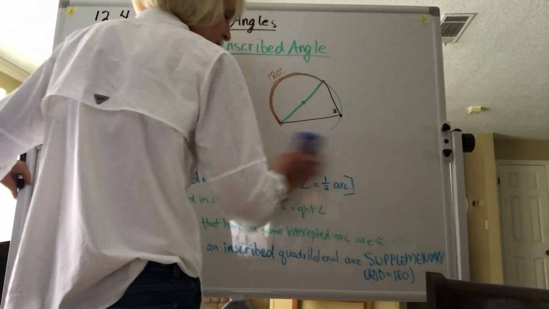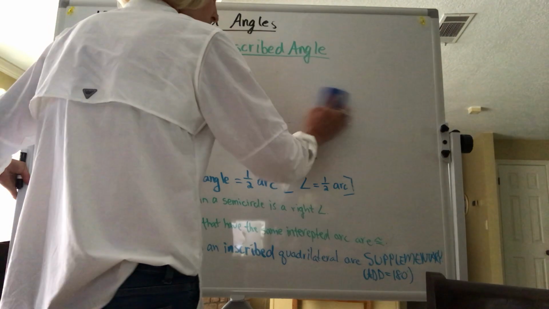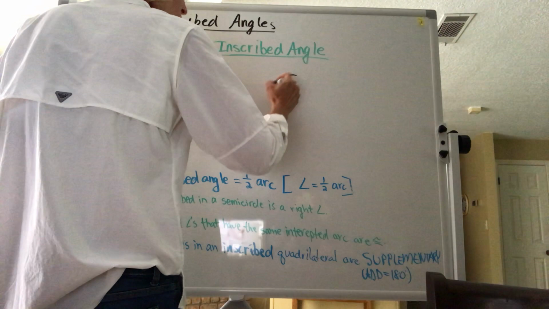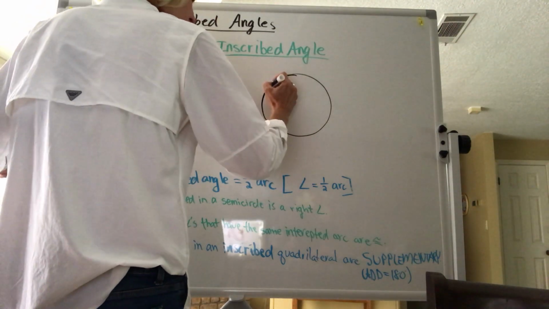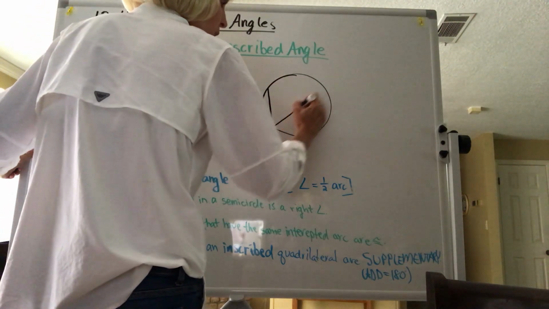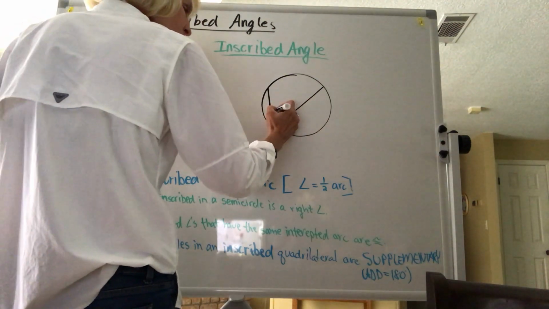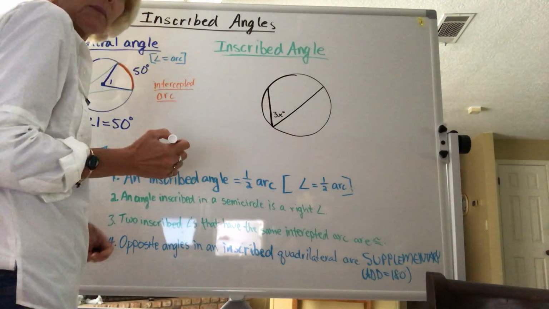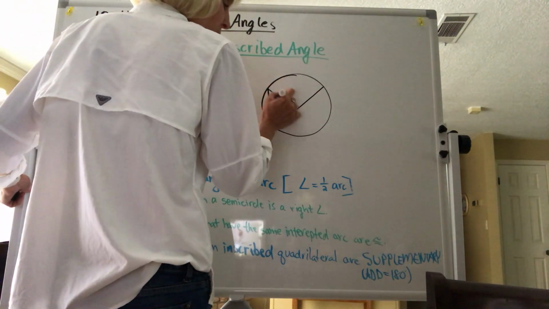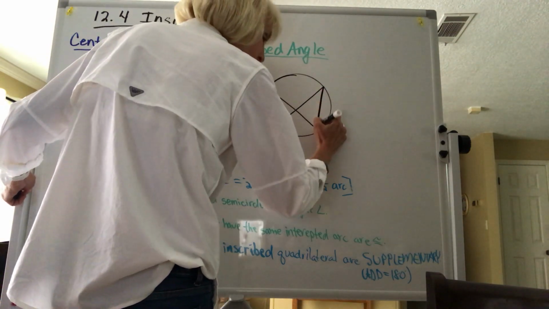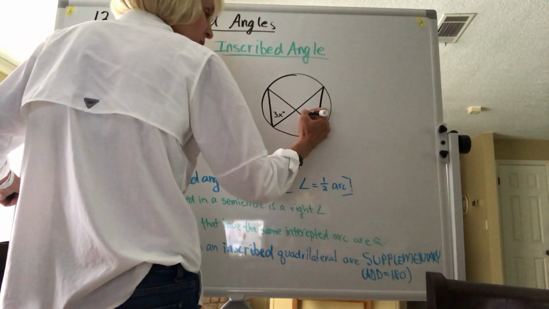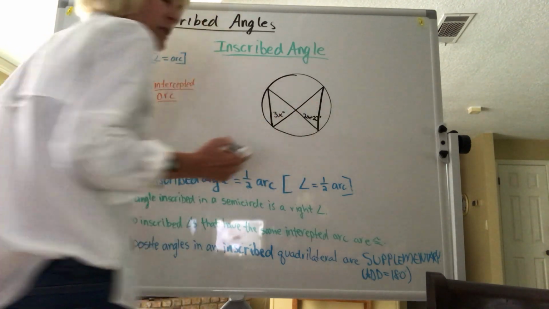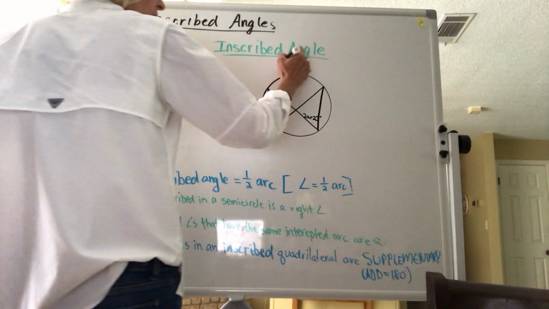Now, what happens if I have an algebra problem and I say, let's just give one circle and let's make an inscribed angle here and say this inscribed angle is 3x degrees. Okay, and then I make another inscribed angle, and this inscribed angle is 2x plus 20 degrees. How can I find x in that?